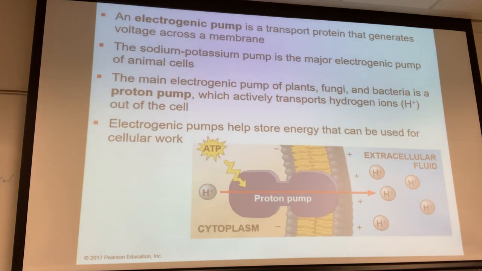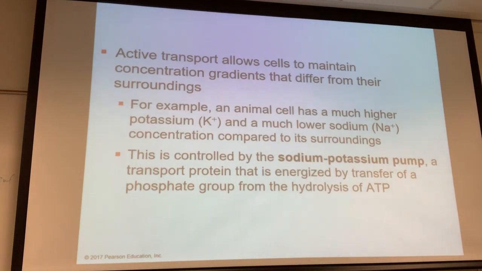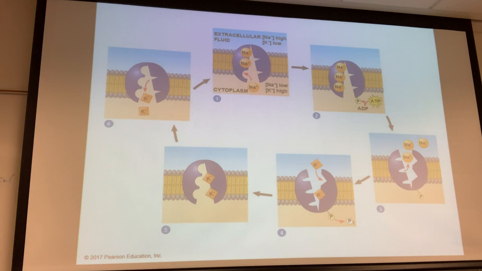Okay, look at this one. This was two things moving in opposite directions. Two things moving, but in opposite directions. That's called an antiporter. Antiporter, opposite direction.